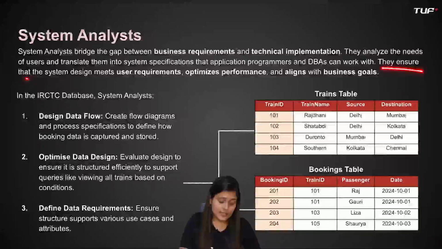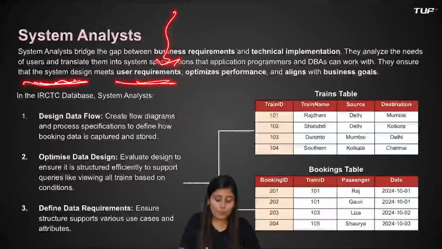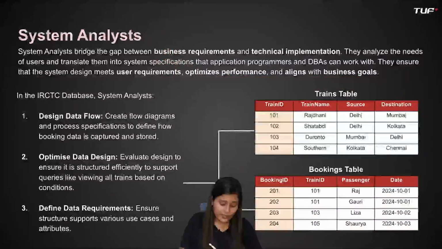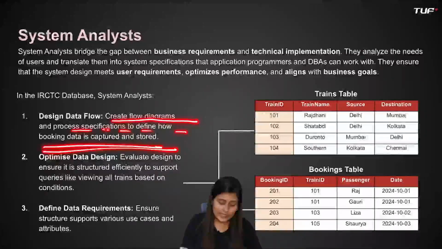So they ensure that the system design meets user requirements. Whatever the requirement of the user, the system design should meet it, optimize performance and align with business goals. So they are basically responsible for designing data flow. They create the flow diagram and process specifications to define how booking data is captured and stored.